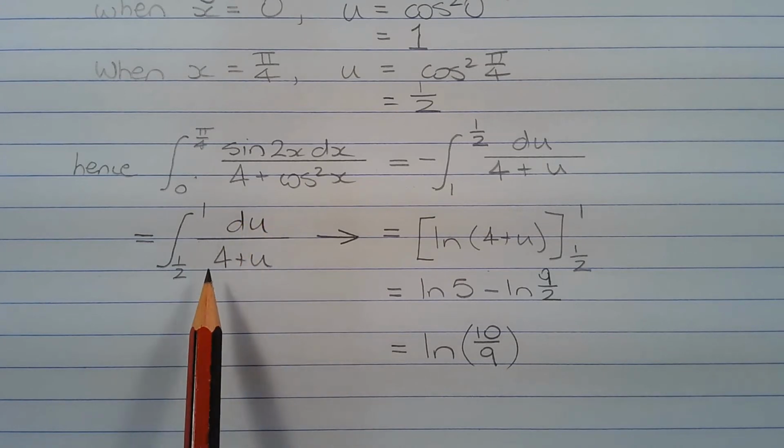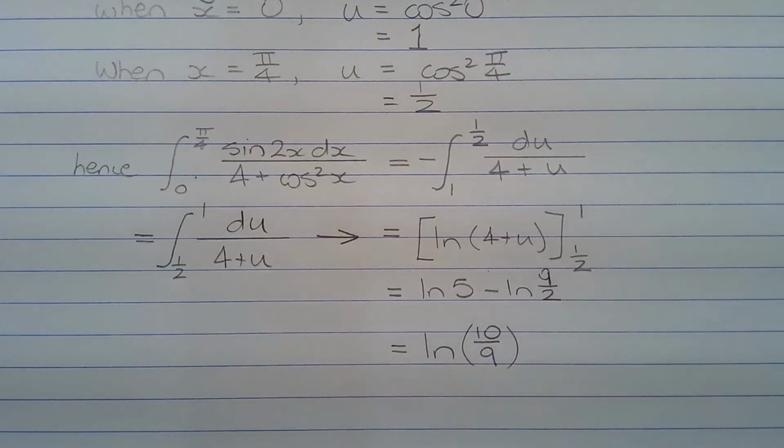And the integral of du over 4 plus u is ln of 4 plus u, from u equals half to u equals 1. And applying the limits of integration, that equals ln of 5 minus ln of 9 over 2, which equals ln of 10 over 9.